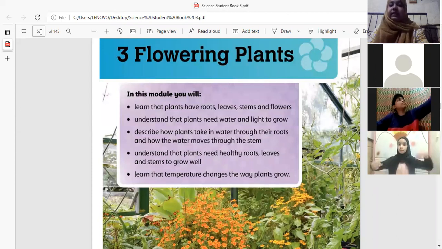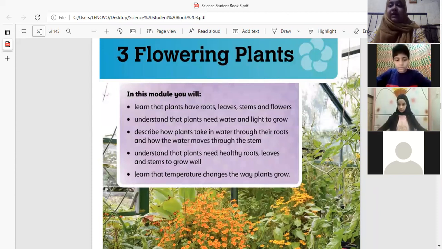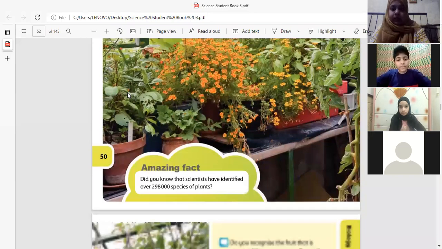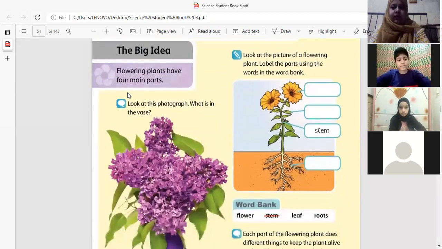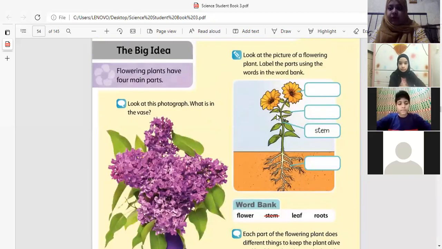And then comes the least but very important also, flowers. What do flowers do? Ma'am, flowers have a smell, and insects come and get attracted. Yes, they attract insects, definitely. Okay. So now you have a column over here. I want you to quickly fill in all the different parts of a plant.